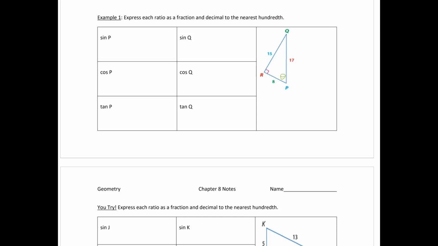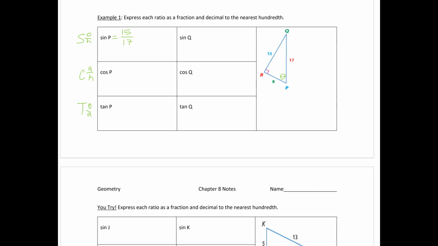I've always preferred to make my theta like so. Anyways, it's not the best looking theta in the world. We'll get over that. So sine of P, we're talking about this angle right here. If we remember SOHCAHTOA, it's all set up by ratios. So sine of P is equal to the ratio of the opposite side, so 15, over the hypotenuse, over 17.